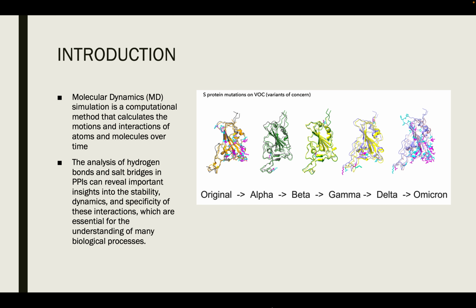Our research focuses on the interaction of six variants of COVID with the HACE2 protein. Here are the six variants. The orange color structure represents the original, silver color represents alpha, green color represents beta, yellow color represents gamma, purple color represents delta, and pink color represents omicron.